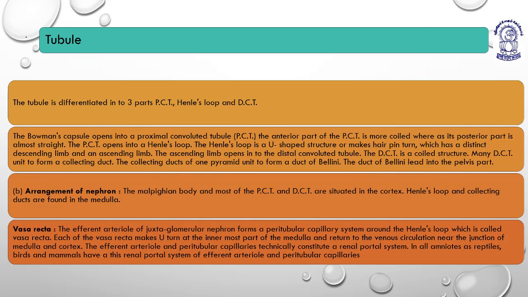Then the second part after the Malpighian corpuscle or renal corpuscle is the tubule. A tubule is differentiated into three parts: proximal convoluted tubule, Henle's loop, loop of Henle, and distal convoluted tubule.